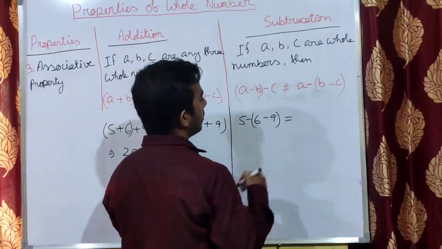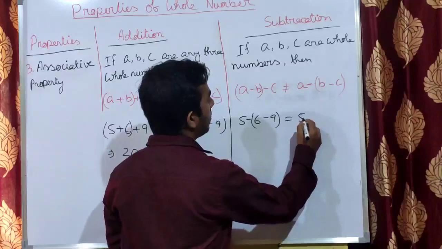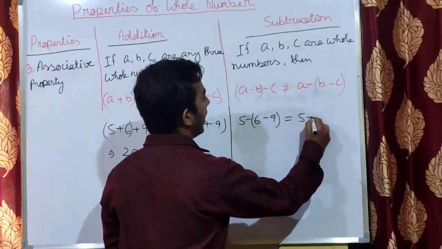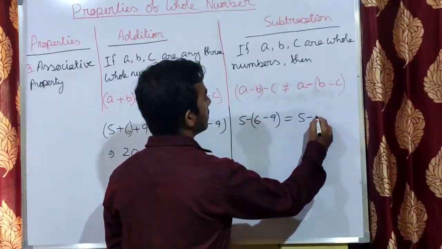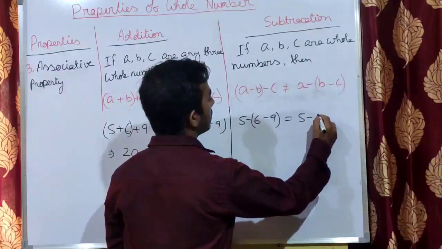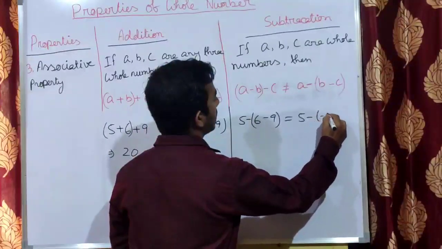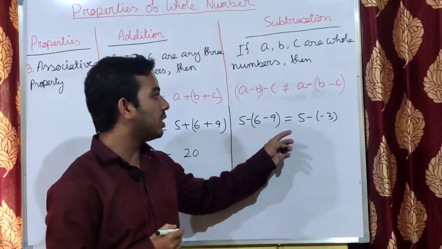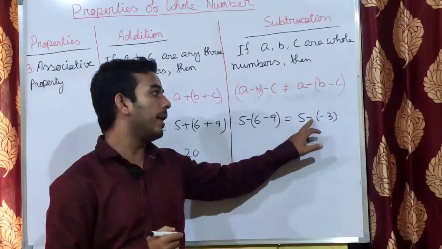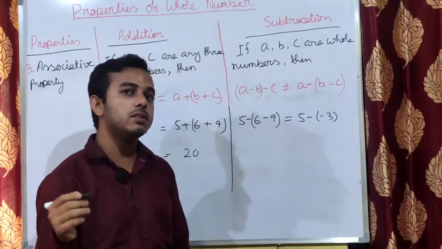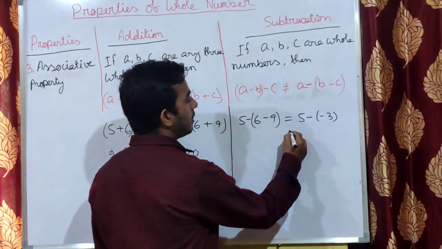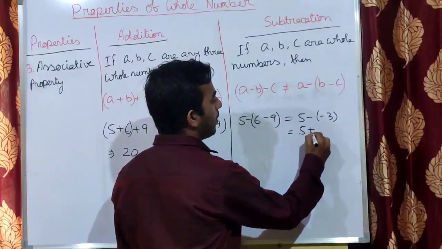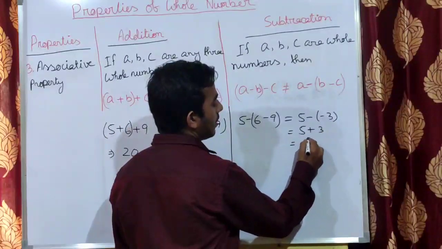So 5 minus minus 3, right? So can we say this 5 minus minus will be what? Minus minus will be plus. So the result will be 5 plus 3, that is 8.